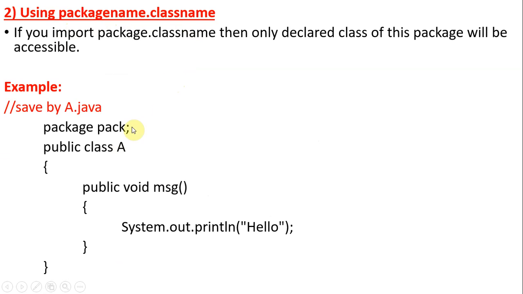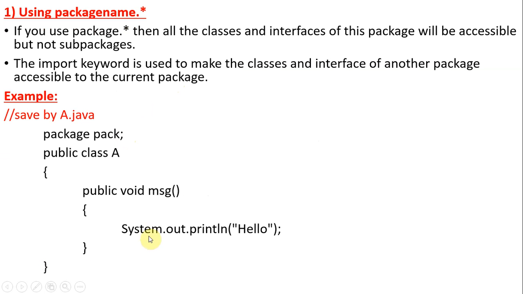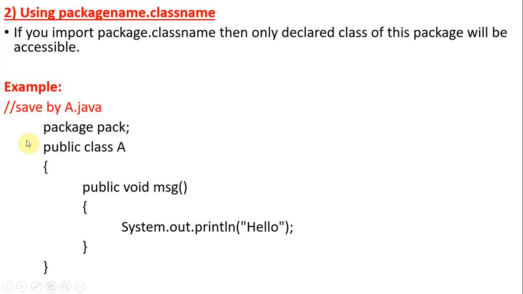The second way is using package name dot class name. Star means we can access everything. If this package has more than two or three classes, but I want only a single class, or sometimes a package may have more than one class and more than one interface, but my need is only one class, then if I use star, everything is accessible. It is a waste of memory. That's why I am using this technique, package name dot class name.